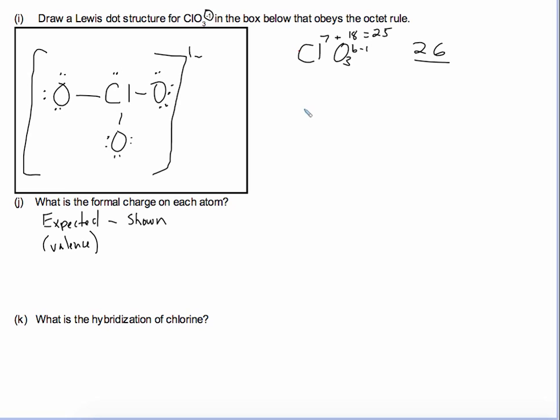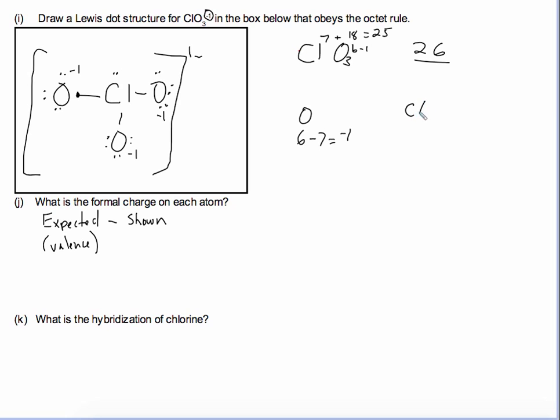Oxygen has 6 valence electrons. Now I'm going to count how many are shown around it. So 2, 4, 6, and then the bond I only count as half, because one part of the bond is oxygen's, one part's chlorine's. So 6 minus 7 equals -1. So the formal charge on this oxygen is -1. You can see all the oxygens are exactly the same, so they're all going to be -1.